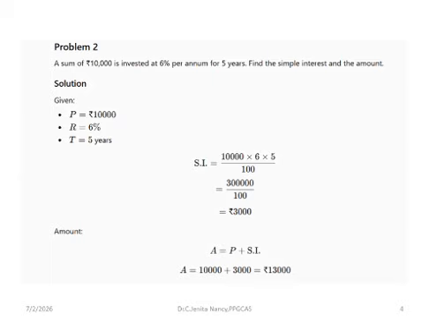We know the formula for simple interest, which is equal to P × R × T / 100. That is equal to 10,000 × 6 × 5 divided by 100, which gives the answer as rupees 3,000. Therefore, we have found out the first subdivision's solution, that is simple interest is equal to rupees 3,000. We are going to find out the second subdivision, that is the amount. Amount is equal to principal plus SI, that is equal to 10,000 plus 3,000, which is equal to rupees 13,000. Therefore, amount is equal to rupees 13,000.